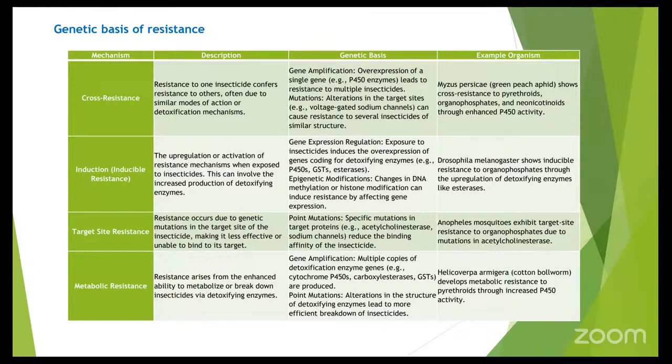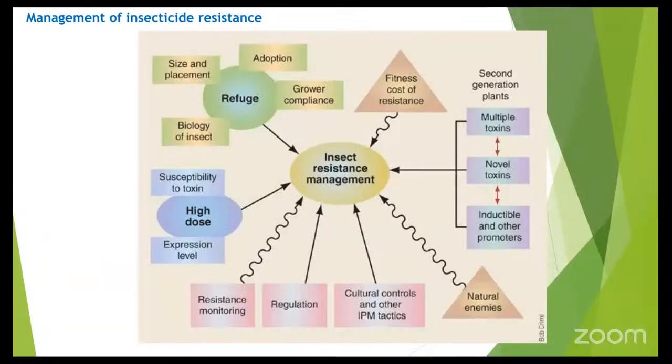And metabolic resistance: resistance arises from the enhanced ability to metabolize or break down insecticides via detoxifying enzymes. The genetic basis in this is gene amplification. Example, Helicoverpa, where it develops metabolic resistance to pyrethroids due to increased P450 activity.